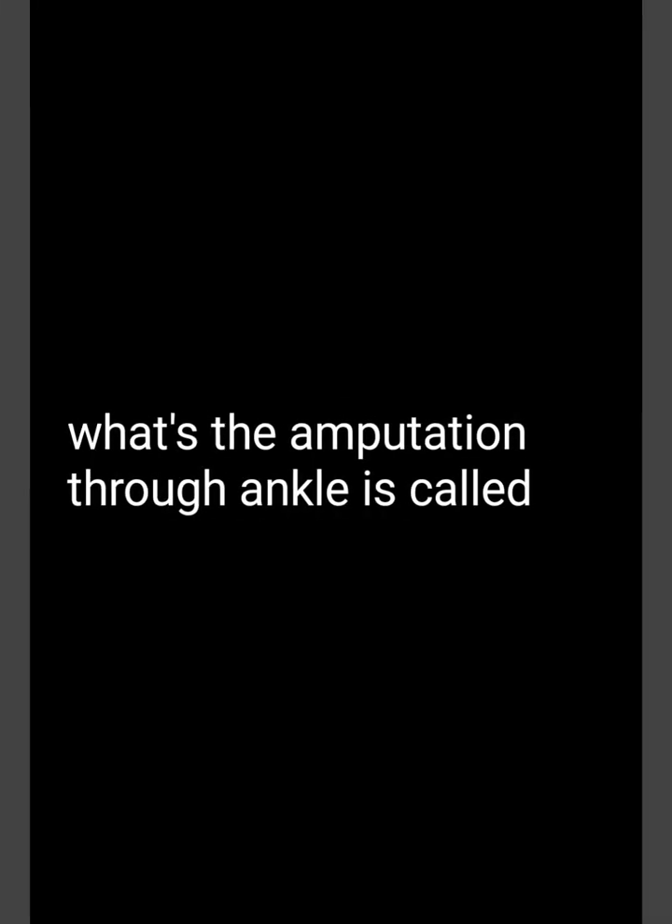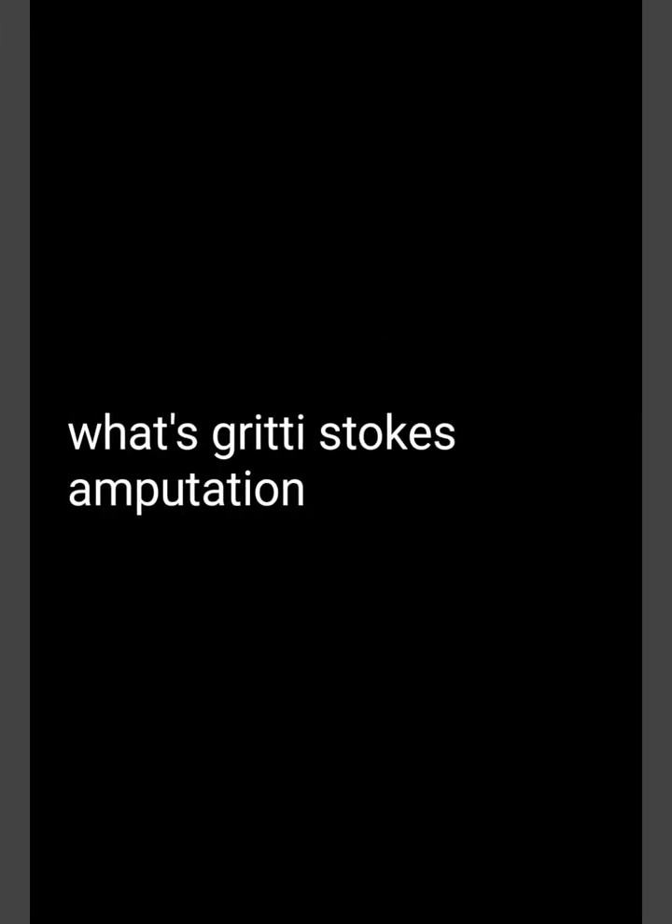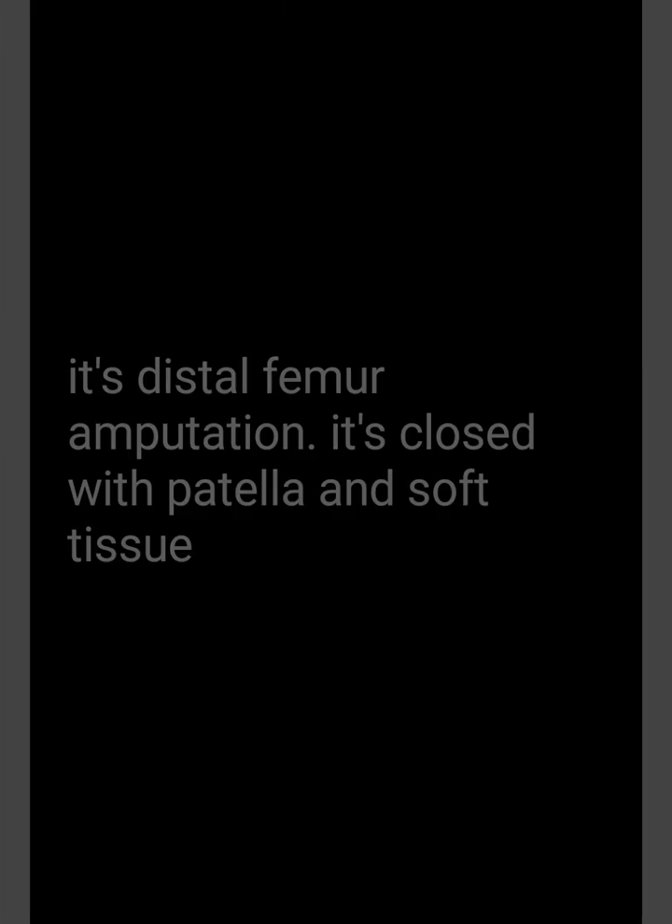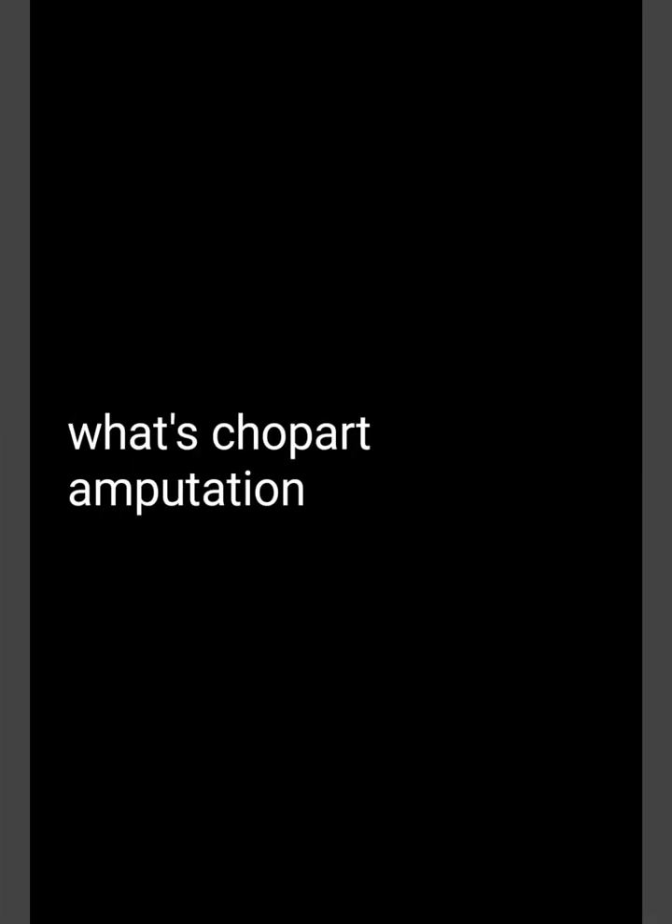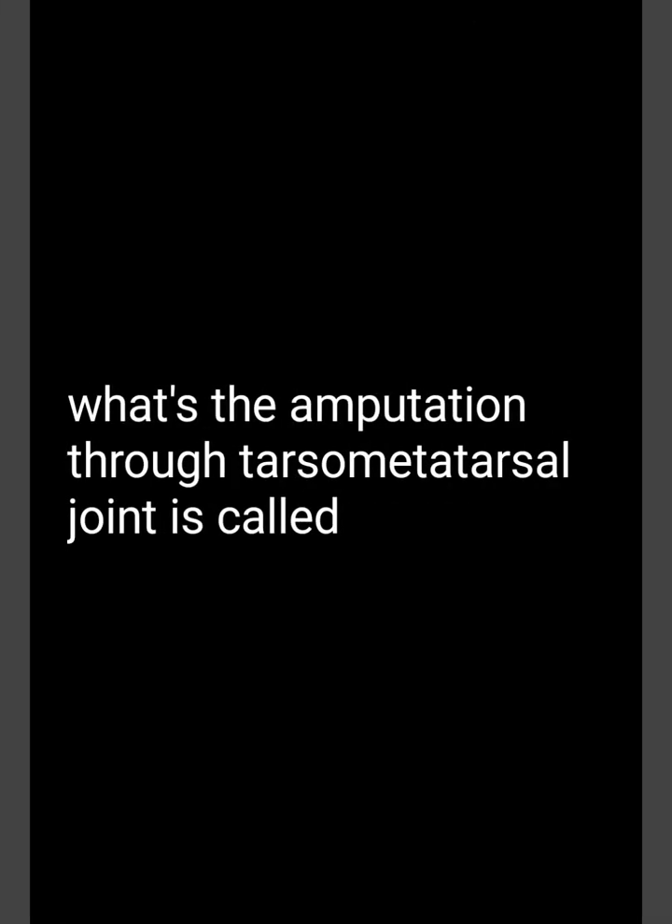What's the amputation through the ankle called? Syme's amputation. What's Gritti-Stokes amputation? It's a distal femur amputation, closed with patella and soft tissue. What's Chopart amputation? Intertarsal joint amputation. What's the amputation through the tarsometatarsal joint called? Lisfranc.